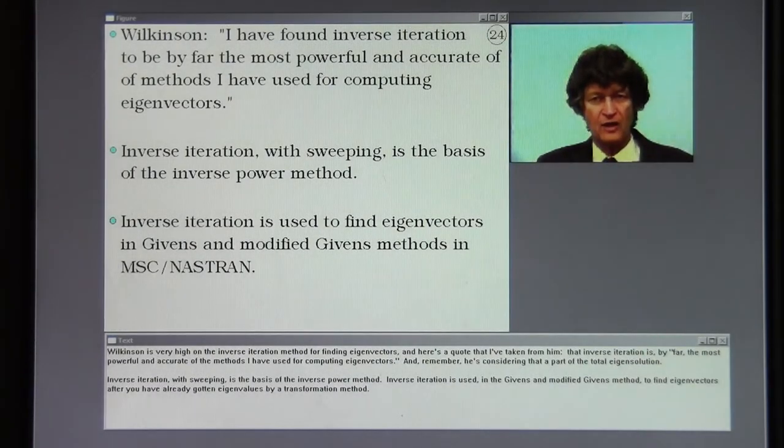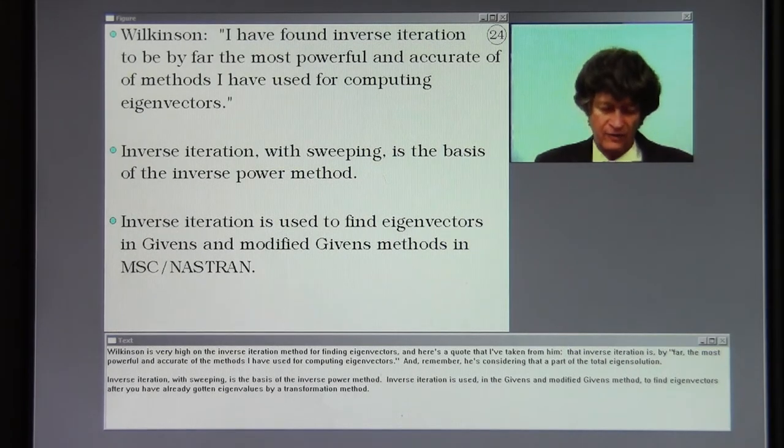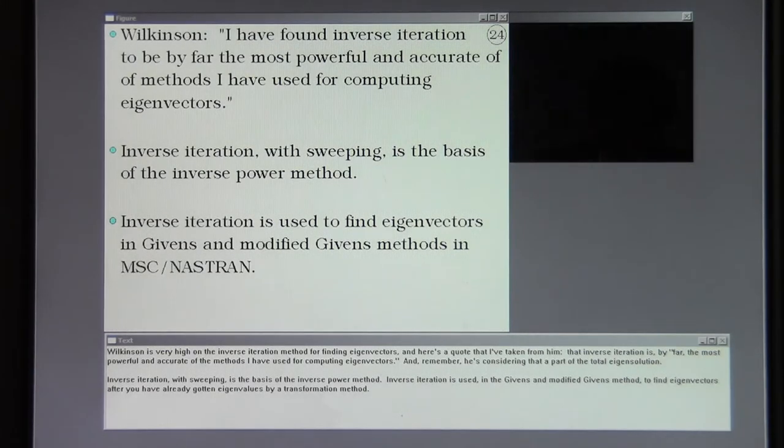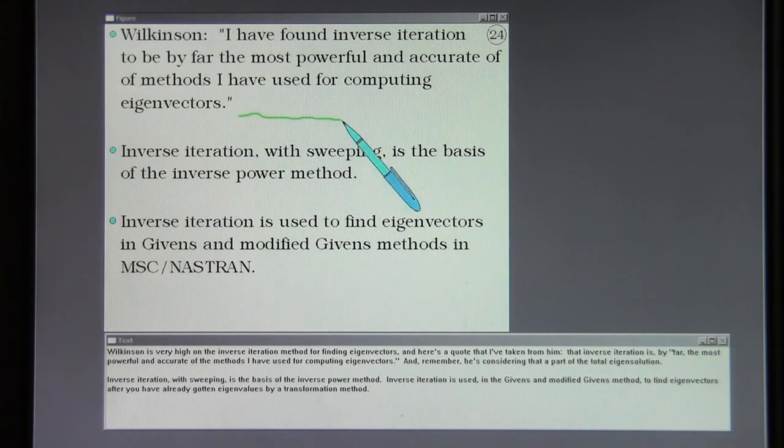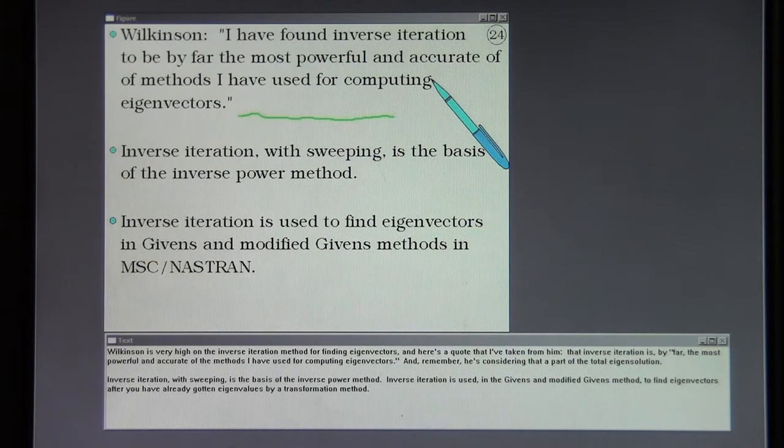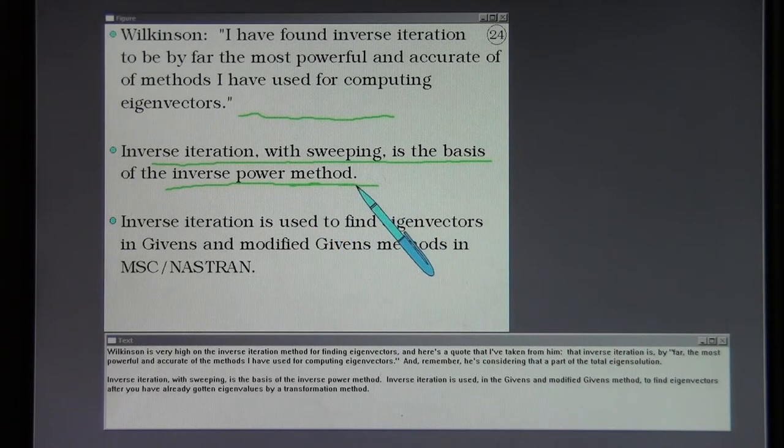Wilkinson is very high on the inverse iteration method for finding eigenvectors. And here's a quote that I've taken from him, that inverse iteration is by far the most powerful and accurate of the methods I've used for computing eigenvectors. And remember, he's considering that a part of the total eigensolution. Inverse iteration with sweeping is the basis of the inverse power method. Inverse iteration is used in the Givens and modified Givens method to find eigenvectors after you have already gotten eigenvalues by a transformation method.